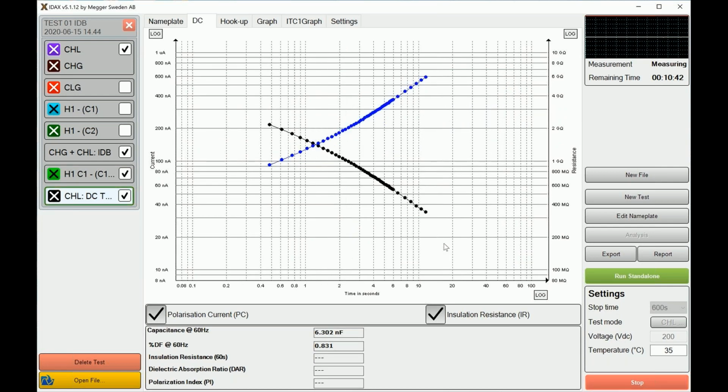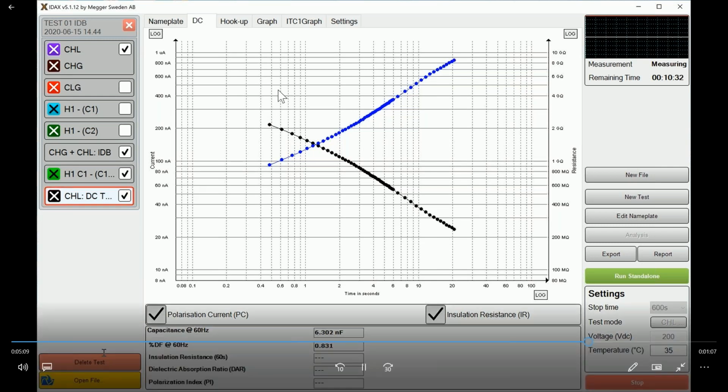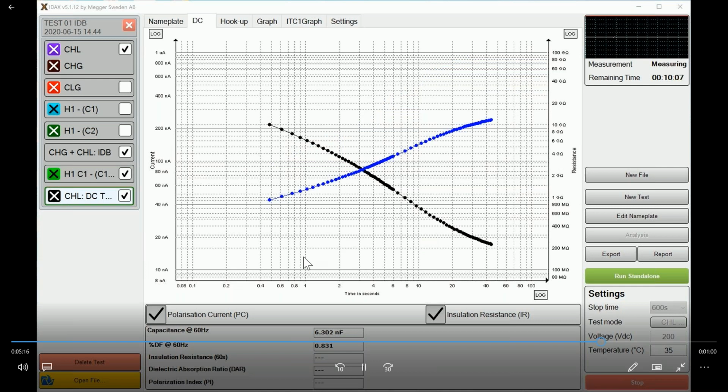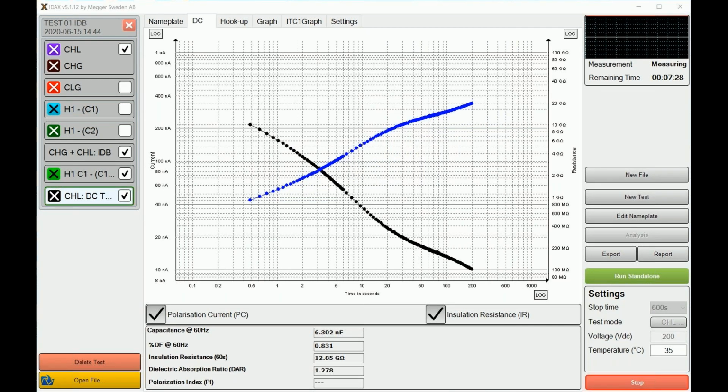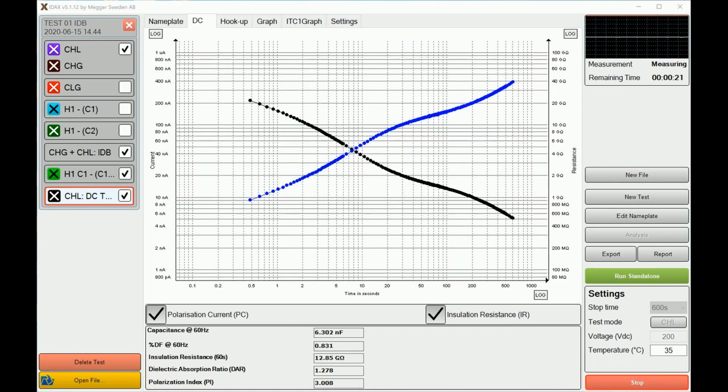You can see here you have your polarization current and your insulation resistance. As soon as you pass 1 minute on your test, you can see the resistance going, and the polarization current here. At the end of the test, what you get out of it is the information related to the insulation resistance, dielectric absorption ratio, and polarization index. You can see those values being populated as the test continues.